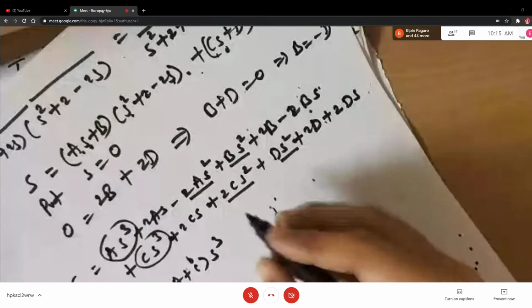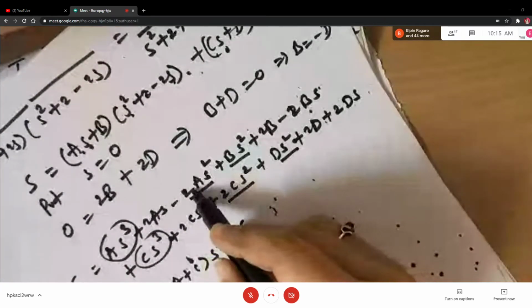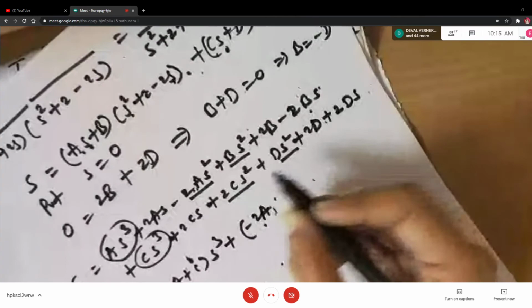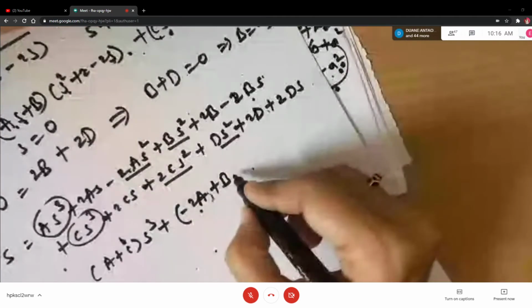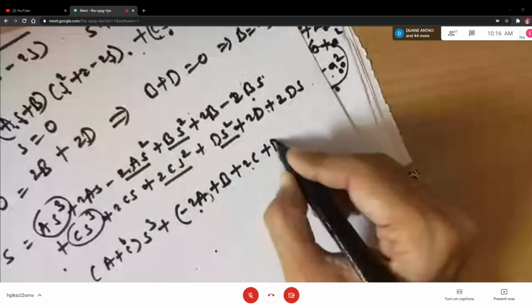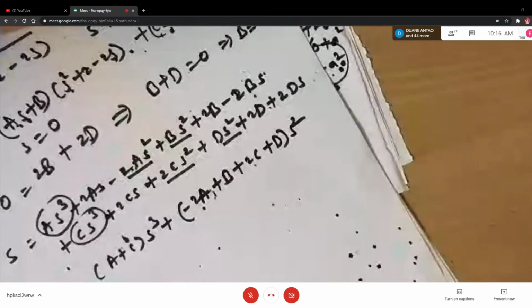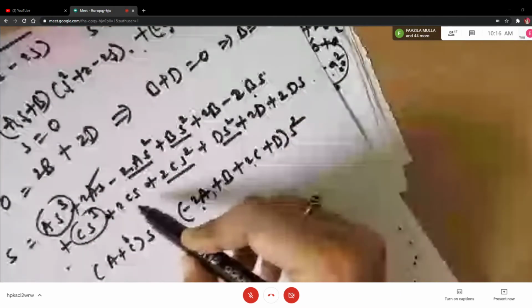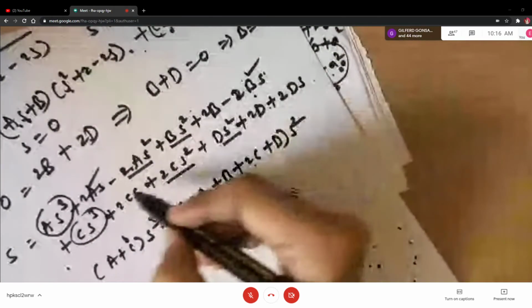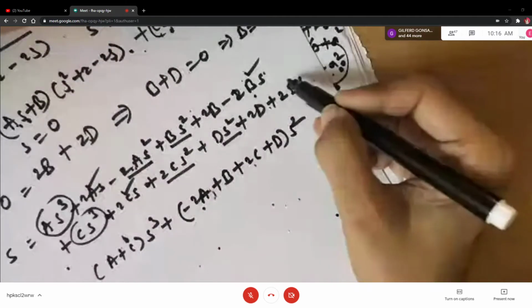So I want to take s square common. So what is remaining from this term? Minus 2a. Then from this term b, correct? From this term 2c and from this term d, and s square is taken out. Then I'll just tick mark the terms in s, right? Tick mark the terms in s which I want to collect.